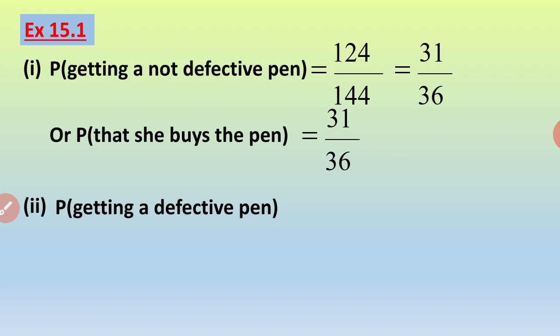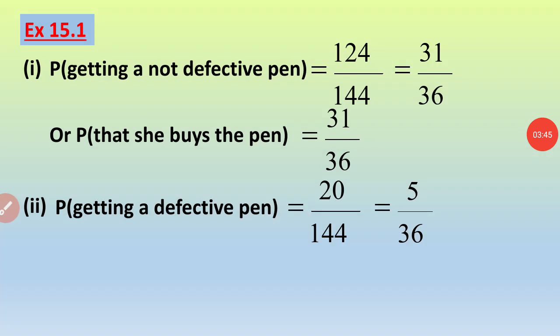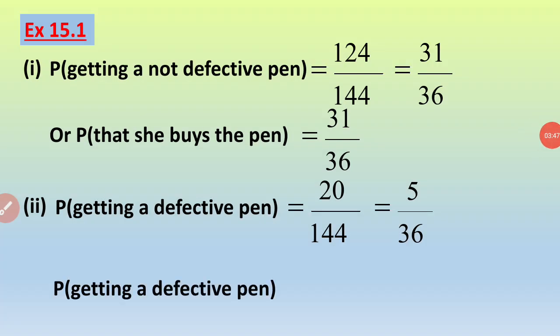The second one, probability of getting a defective pen, is 20 out of 144, which can be reduced further to 5 upon 36. So the probability of getting a defective pen comes out to be 5 upon 36.